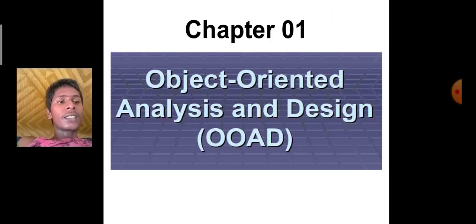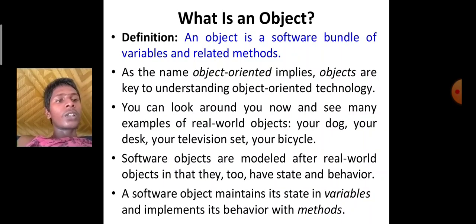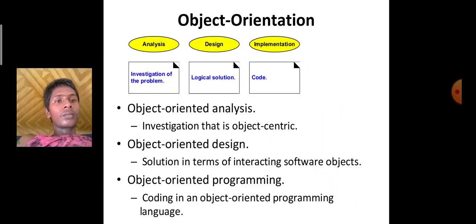Chapter 1, Object Oriented Analysis and Design. What is an object? Definition: An object is a software bundle of variables and related methods. As the name object oriented implies, objects are key to understanding object oriented technology. You can look around you now and see many examples of real world objects: your dog, your desk, your television set, your bicycle. Software objects are modeled after real world objects in that they too have state and behavior. A software object maintains its state in variables and implements its behavior with methods.